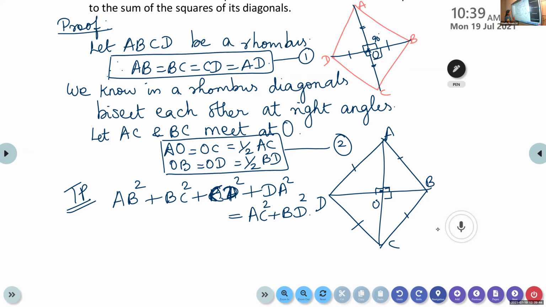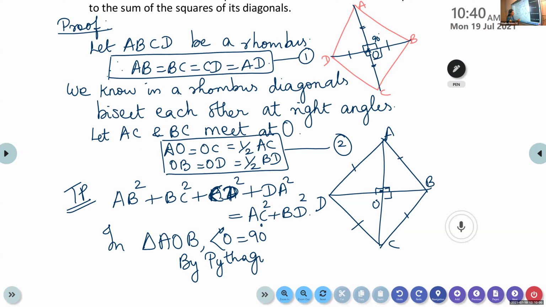So I am selecting AOB. Any triangle you can select. Here I am selecting the triangle AOB. In triangle AOB, angle O is 90 degrees. Therefore, we can use Pythagoras theorem. So by Pythagoras theorem, what do we have? If you apply Pythagoras theorem, what will you get?